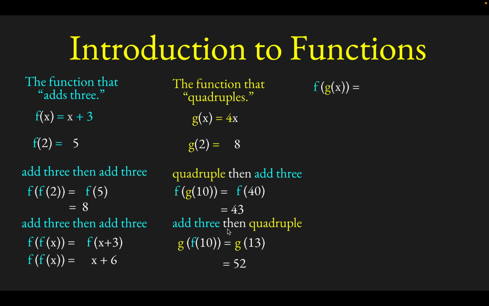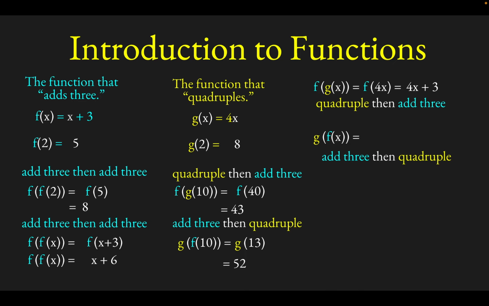A couple more examples. Let's try f of g of x. Again, working inside out, we would apply g first, or quadruple first, and then we would add 3. Well, so if you quadruple the input of x, you get 4x. And if you add 3 to 4x, you get 4x plus 3. Another case might look something like this, just switching the order: g of f of x. Now we're going to add 3, then quadruple, because we apply the function f of x first. So add 3, then quadruple. Well, if you add 3 to x, you get x plus 3. And if we quadruple that whole thing, you'll get 4 times the entirety of x plus 3. And just to make it pretty, you can distribute the 4 to get 4x plus 12.